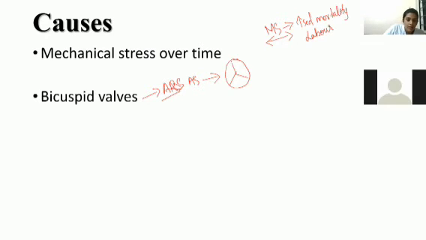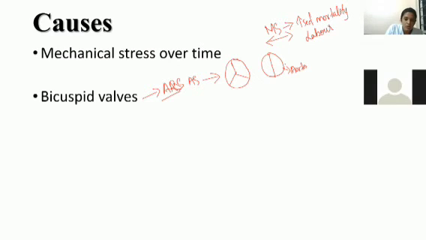Normally there should be 3 leaflets or 3 cusps for the aortic valve. But in some conditions, congenitally or from birth itself, the person may have only 2 cusps for the aorta. I already said in the anatomical part that the tricuspid, aortic, and pulmonary valves have 3 cusps. Only the mitral valve has 2 cusps. So genetically, some people have only 2 cusps for the aorta.